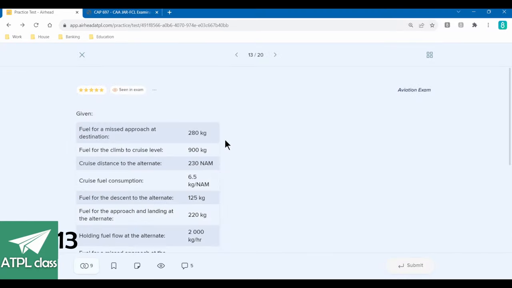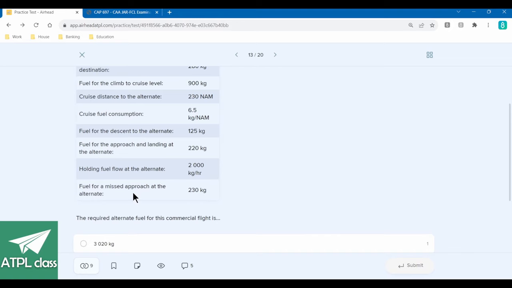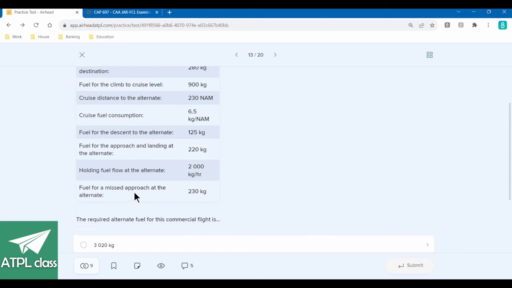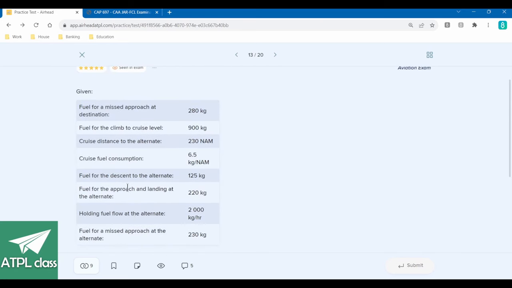Nice. Okay, this is a lot of information here. This looks like it's going to be a fuel breakdown of some sort. Given fuel for missed approach at destination 280, fuel for climb to the cruise level 900, cruise distance to the alternate 230, cruise fuel consumption 6.5 kilograms per nautical air mile, fuel for the descent to the alternate, fuel for the approach and landing at the alternate, holding fuel flow at the alternate, fuel for a missed approach at the alternate. The required alternate fuel for this commercial flight is... Okay, so alternate fuel includes the go around, cruise, arrival at destination. So I'm thinking fuel for a missed approach at destination, that's got to be included.